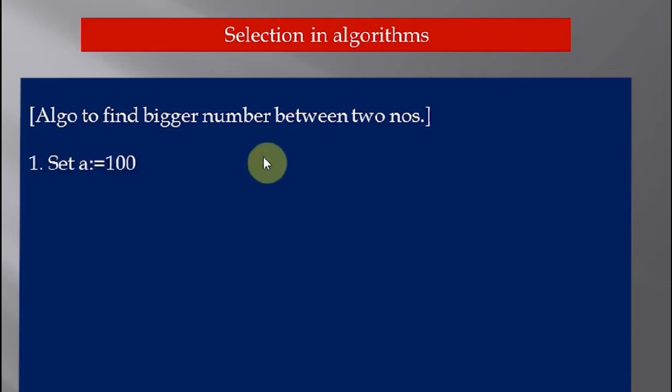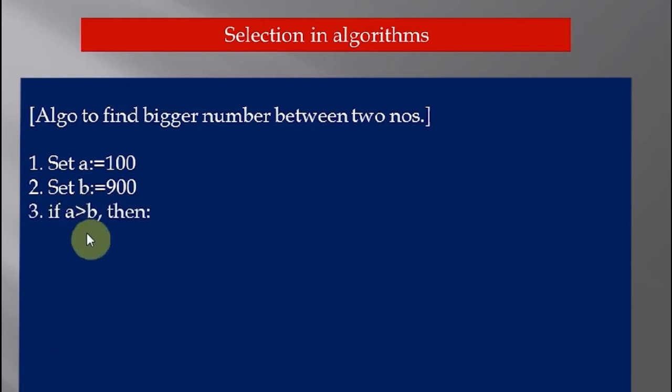So this is an example of selection, a very simple example. Set A colon equal to 100. As I have told you in the previous lecture, colon equal to is the assignment operator. Value 100 is being assigned to A. Now in the second statement, value 900 is being assigned to the variable B. And in the third statement, I'm going to make a simple check whether A is greater than B.